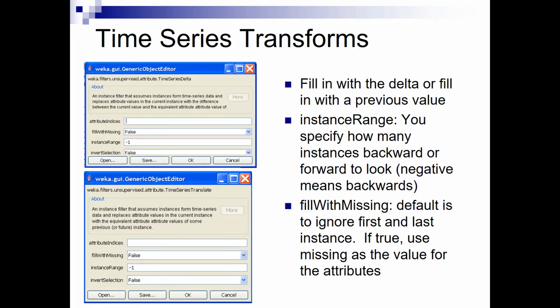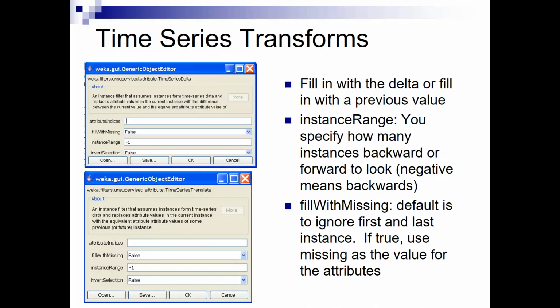Instance range is how many instances before or after you should look. So -1 means you look back 1. +1 means you look forward 1. And you can look back 2, you can look forward 2, etc.